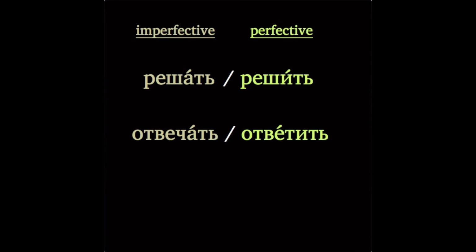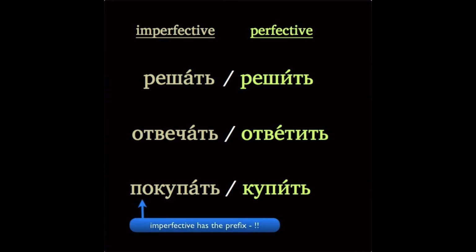And take special care with this pair, imperfective покупать, perfective купить. Besides that the vowels are different, there is something odd about this one. The imperfective has the prefix по. So, покупать, купить, to buy, is an important exception to the rule that it's normally the perfective that has the prefix.